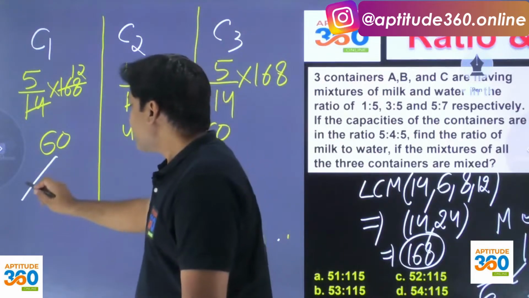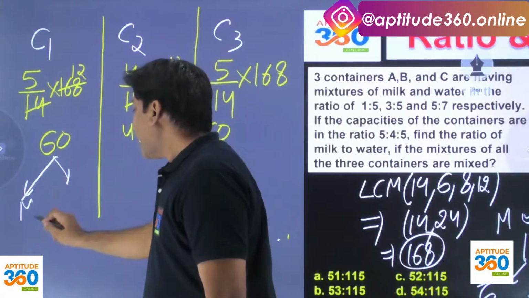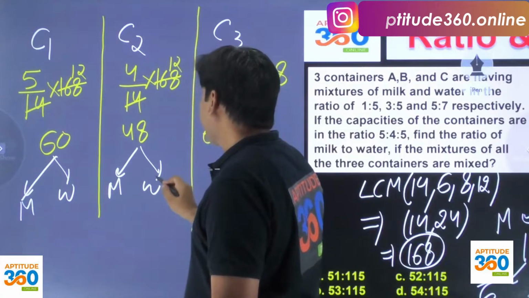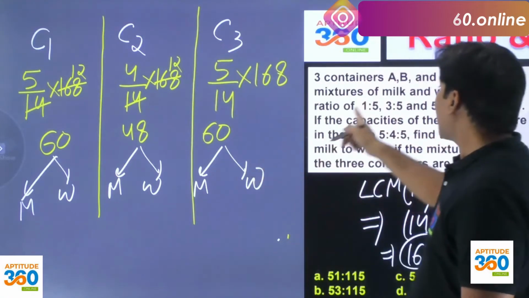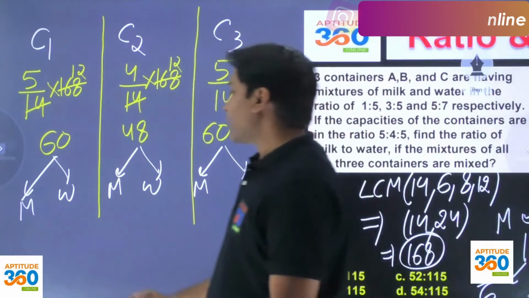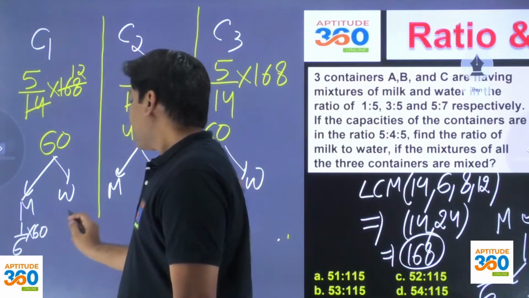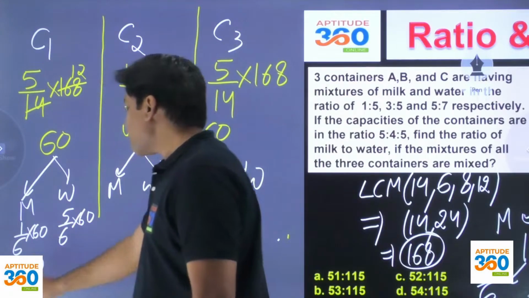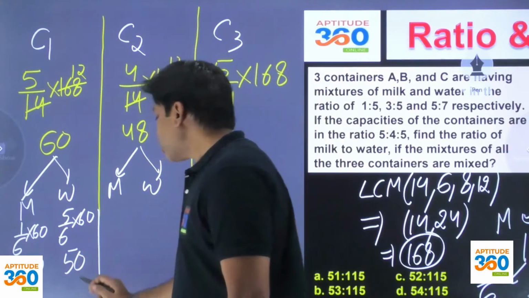Now after this, what is he trying to say? He is saying that milk and water are in both of these, and their ratios are given to you in the problem. What is given? 1:5. 1:5 means 1/6 of 60, and hence this is going to be 5/6 of 60. So this one is coming out as 10 liters of milk and 50 liters of water.